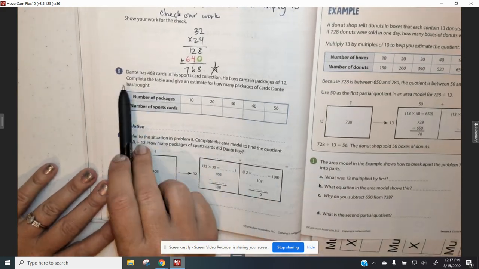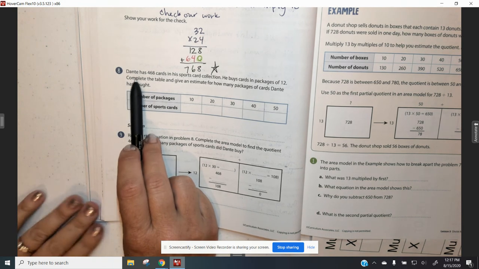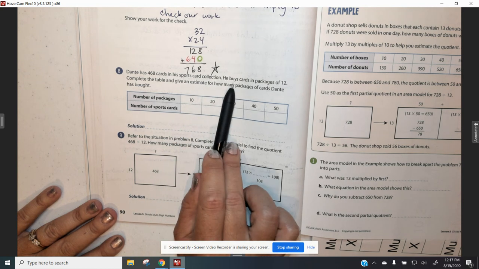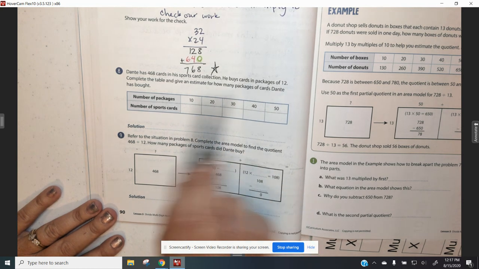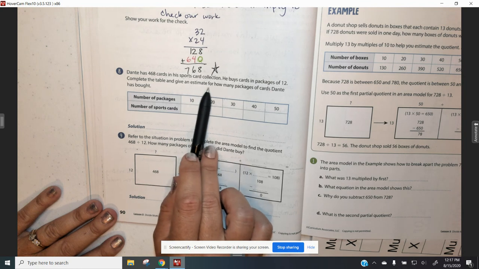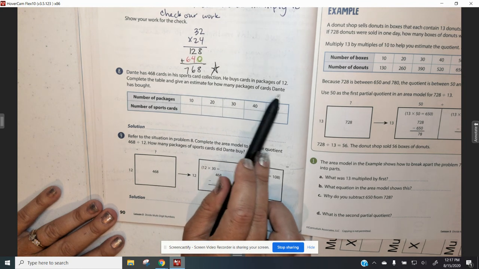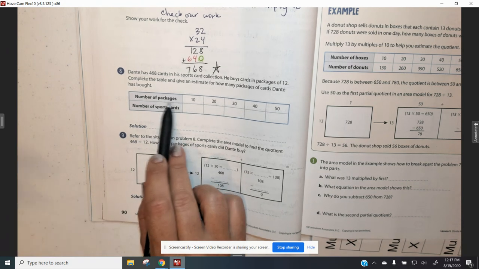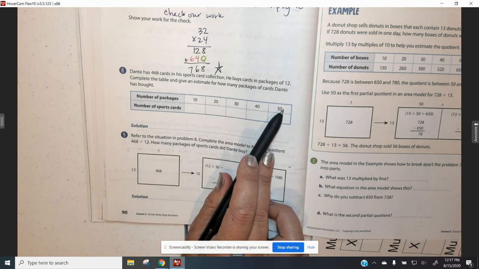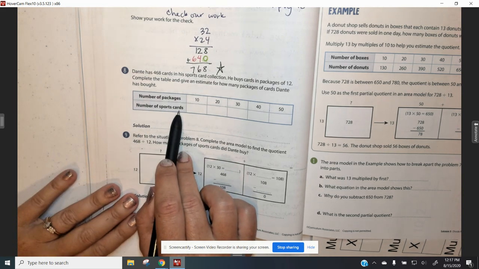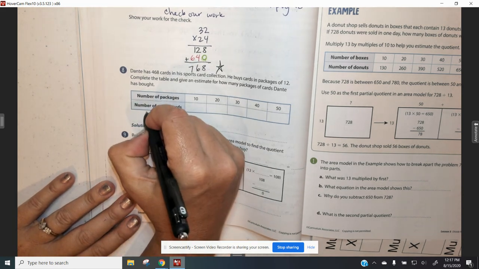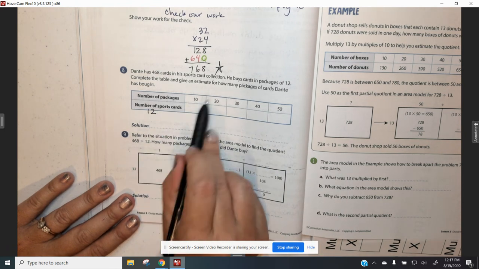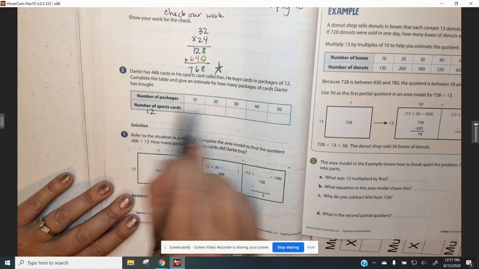Now let's move down to number 8. Dante has 468 cards in his sports card collection. He buys cards in packages of 12. Complete the table and give an estimate for how many packages of cards Dante has bought. So we know that this is how many number of packages we have in multiples of 10, and then the number of sport cards. We know that there are 12 sport cards in a pack. So we're going to use 12 to multiply times our multiples of 10.